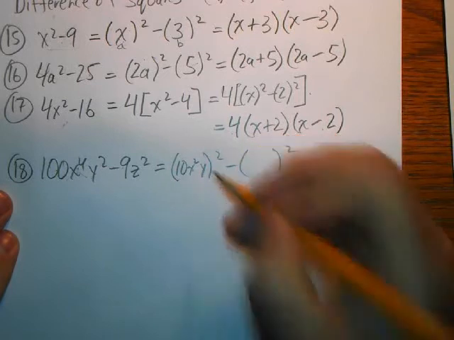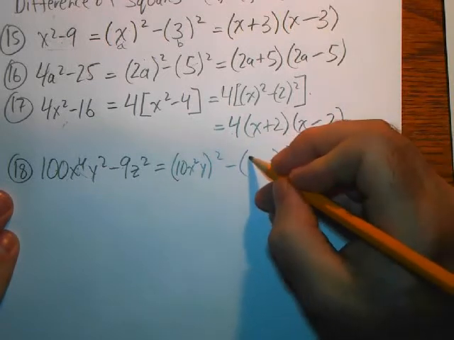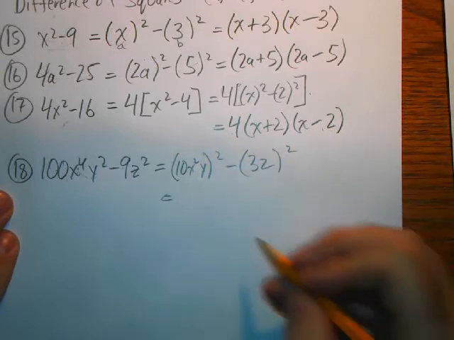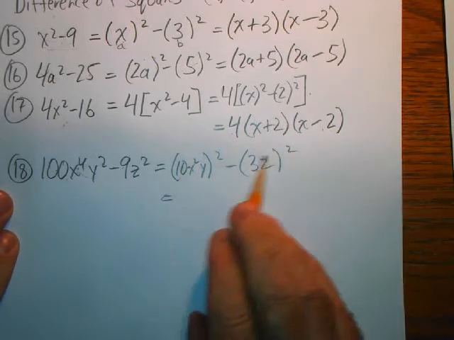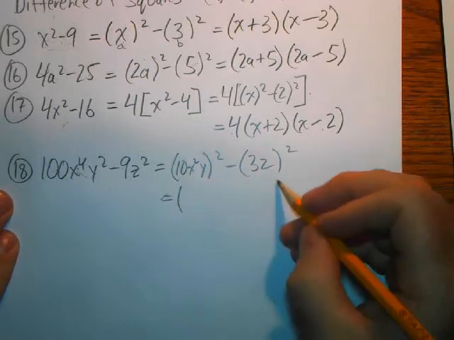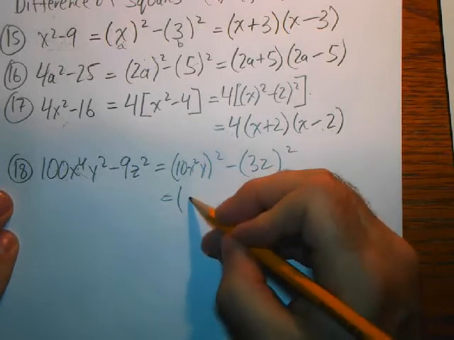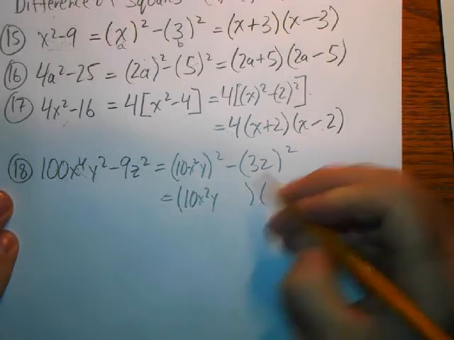Okay, so now that we've got our things in brackets, this is the real payoff. Make my brackets a little bigger. I know the first term is 10x squared y in both factors, and the second term is 3z, and I have a plus and a minus.